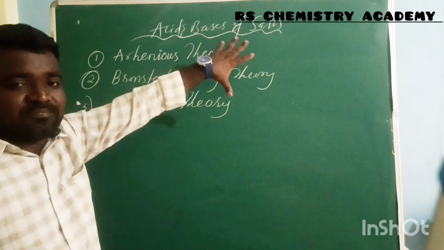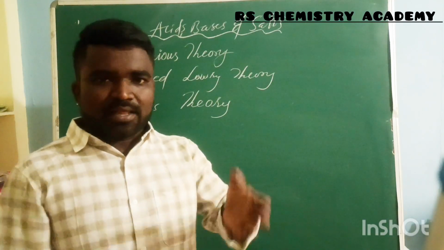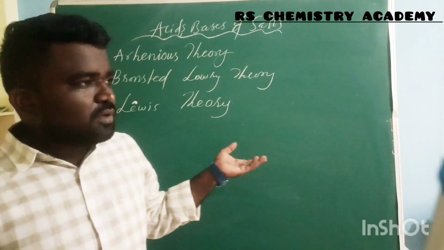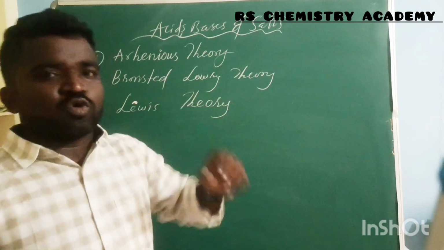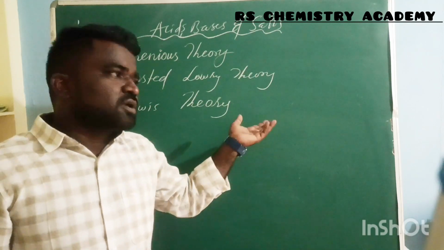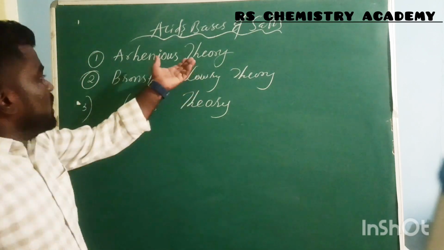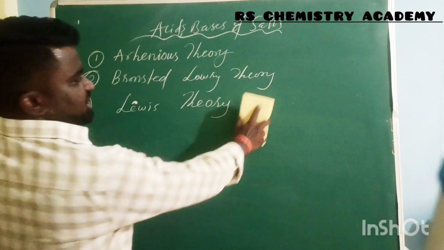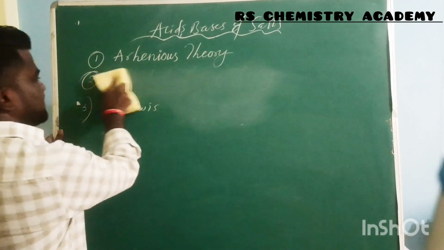These three theories are very effective for competitive exams like IIT and NEET also. In the last NEET question paper they asked two questions from these three theories. It is that important, so keep concentrating. I am going to start with Arrhenius theory, the first one. The other two we will discuss later.